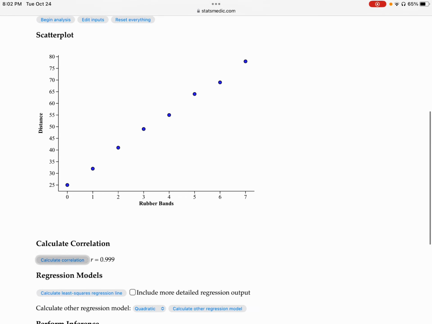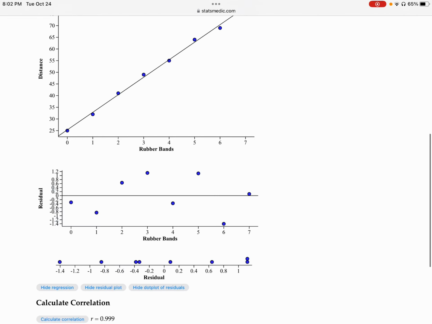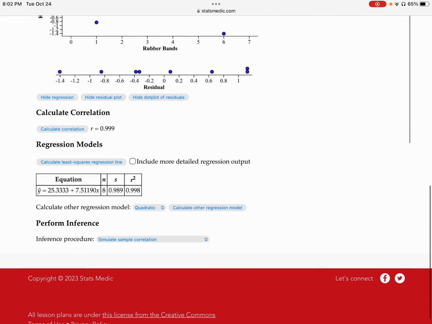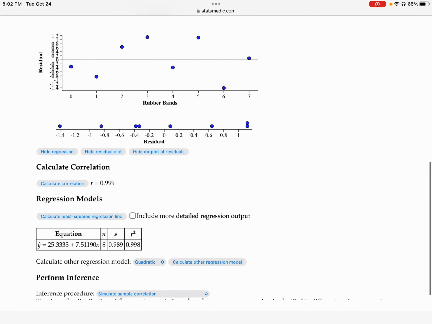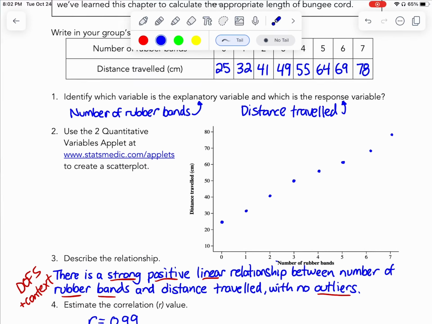You can use this to get the correlation, 0.999. Look at that. And the equation right there. Y hat, or predicted Y, is 25.3333 plus 7.51190x. Bam, okay? So there it pretty much answers questions 4 and 5, okay? But it doesn't answer number 3.